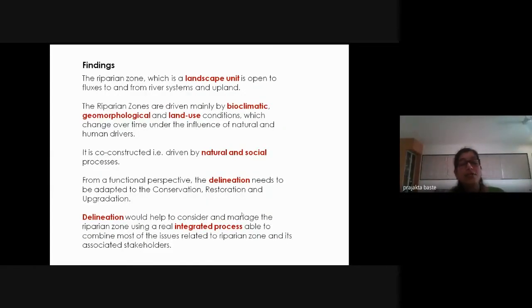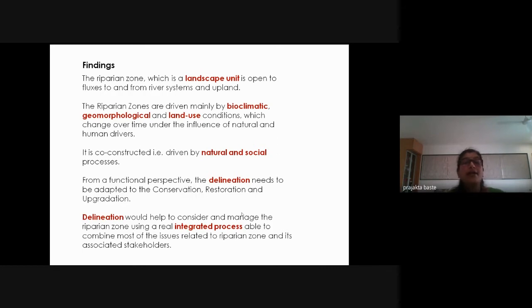So the finding about the riparian zone that we have over here in the originating belt of river Godavari is that the riparian zone is a landscape unit, and it is open to the fluxes of the river systems and upland. It is not a protected river system such as a forest riparian zone, which is a sort of confined and protected riparian zone. This riparian zone is open, vulnerable, accessible, and it gets influenced by the fluxes of the river system and the upland systems.